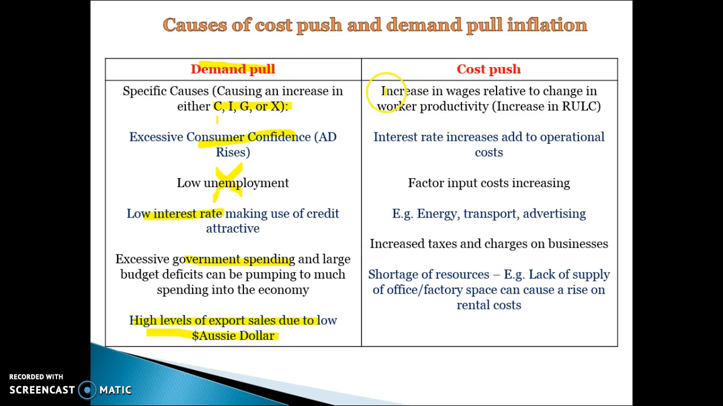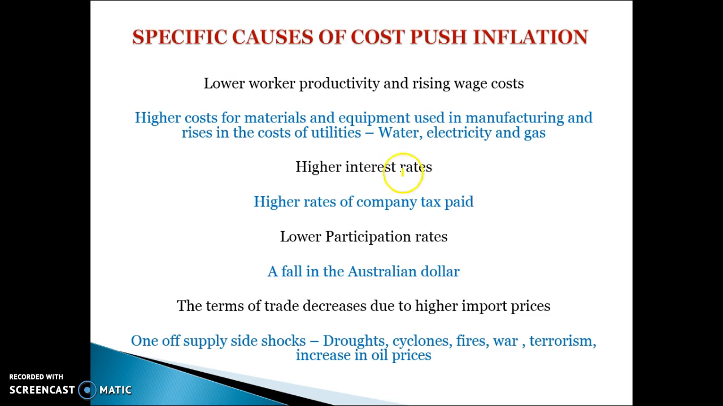Cost push inflation is caused by supply side factors, so an increase in wages relative to productivity. Higher interest rates can cause cost push inflation. Higher factor input costs, so higher oil prices, costs of machinery, etc., cause a shortage of resources. Other things might be natural disasters. So here's a whole range of other things that cause cost push inflation: higher interest rates, lower participation rates because there's higher wages and lower productivity, a fall in the Australian dollar, and we'll talk about that in more detail as well. So we're looking at things that limit our supply potential.